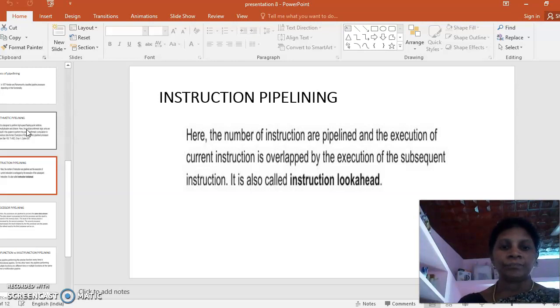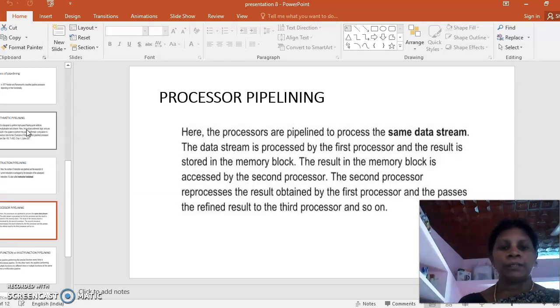The next one is processor pipelining. In processor pipelining, the processors are pipelined to process the same data stream. That is, the data stream is processed by the first processor and the result is stored in a memory block. The result in the memory block is accessed by the second processor. The second processor reprocesses the result obtained by the first processor and passes the refined result to the third processor, and so on. So this is processor pipelining.